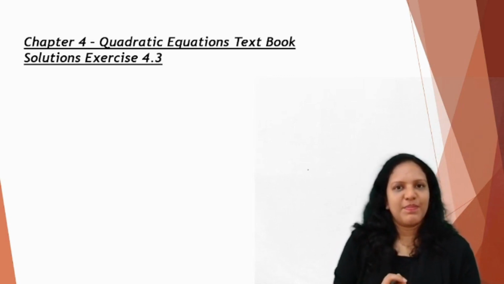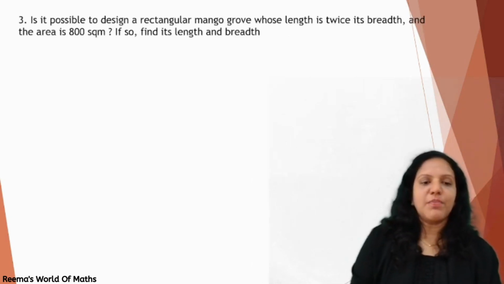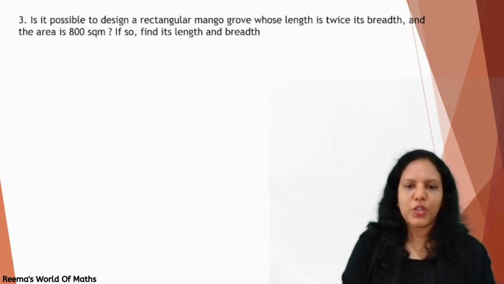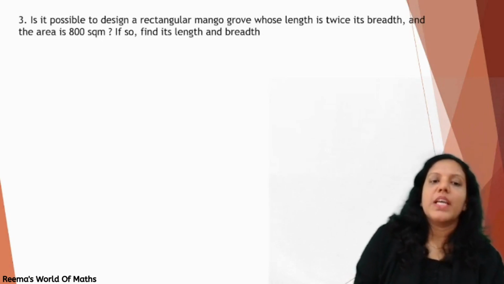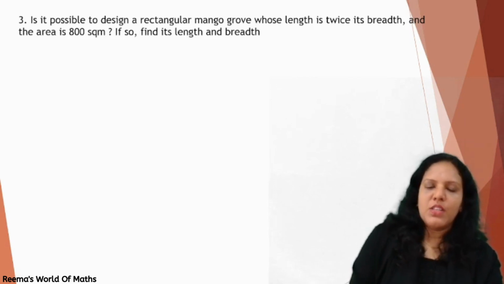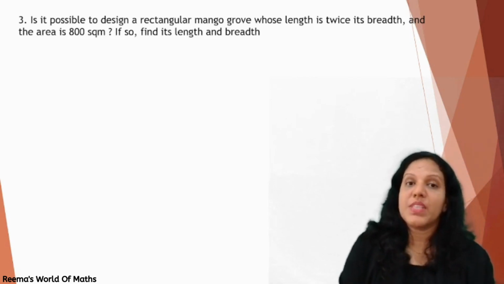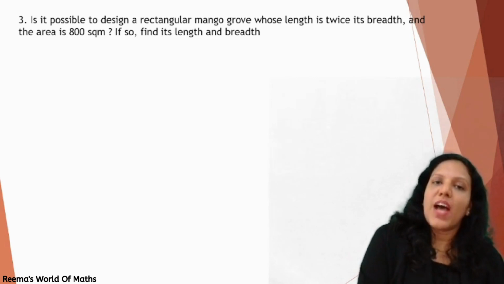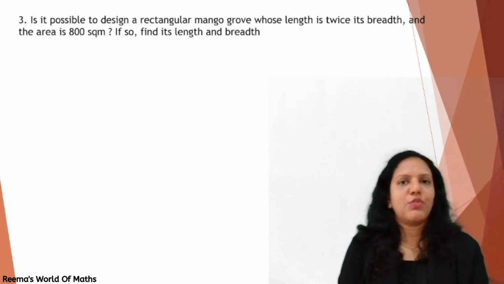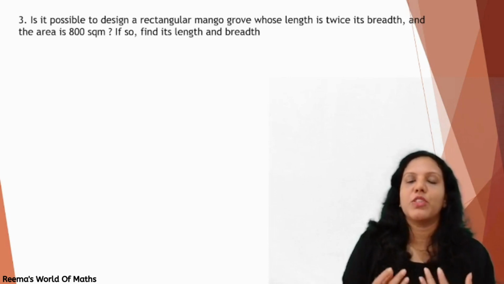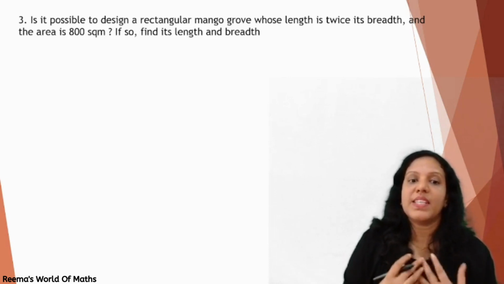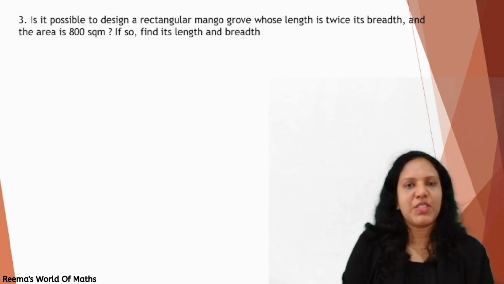So let's start. The third question: is it possible to design a rectangular mango grove whose length is twice its breadth and the area is 800 square meters? If so, find its length and breadth. First we need to find the value of the discriminant to know the nature of the roots. According to the nature of the roots, we will be able to answer whether we can design a rectangular garden from the given measurements.